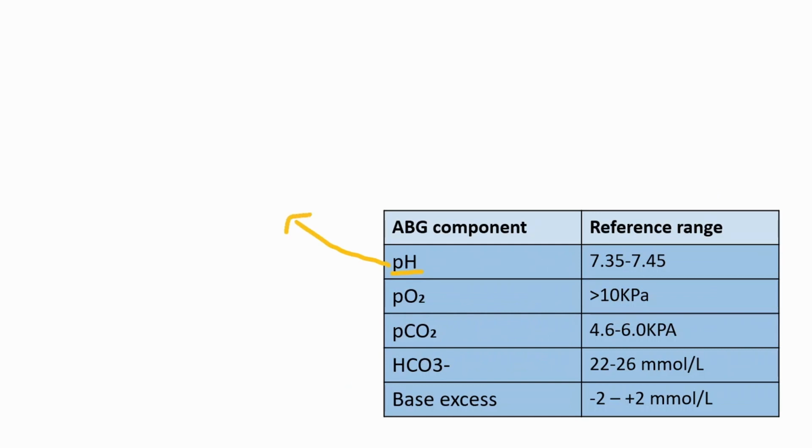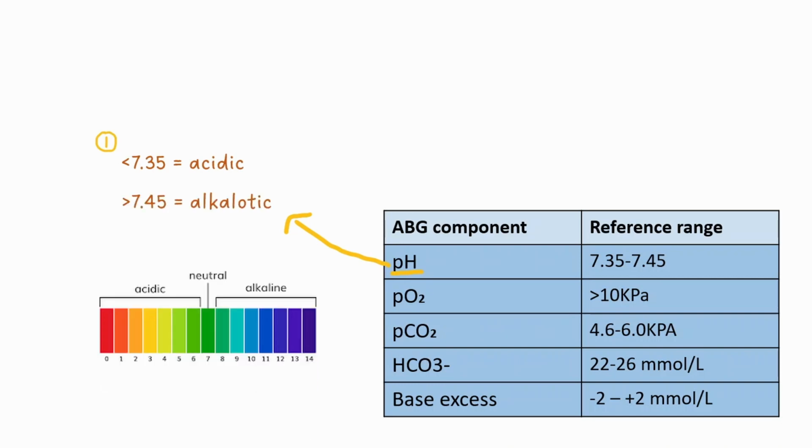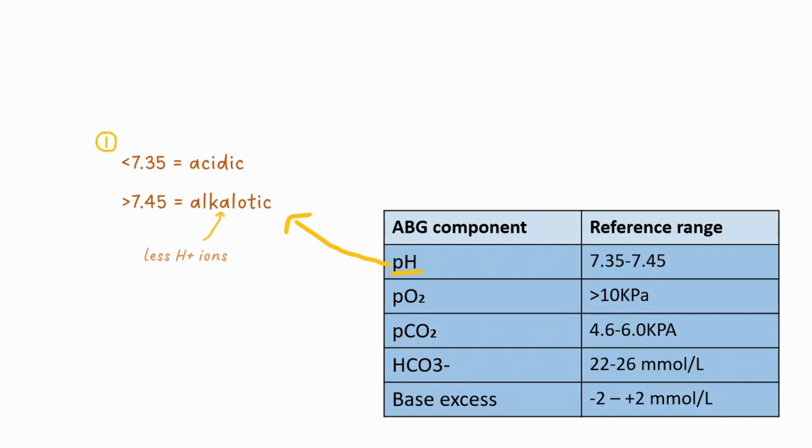Firstly, we need to assess pH. A pH less than 7.35 means the blood is more acidic than it should be, whilst pH above 7.45 means it's alkalotic. The blood pH in healthy individuals is kept under tight control, since the range of metabolic reactions happening in our body rely on a specific concentration of hydrogen ions.